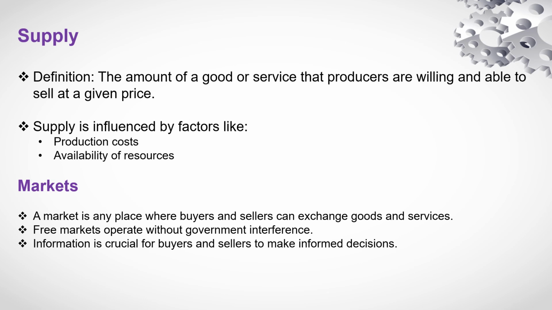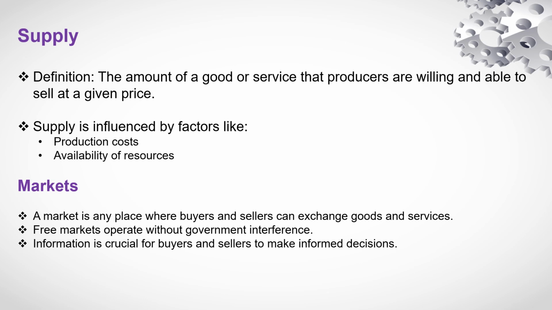Supply is the amount of goods and services that the producers are willing and able to sell at a given price. Does it mean the producers and the retailers are supposed to make profits? Demand is what the end consumers or end customers are willing to pay, so that it's a balance between demand and supply. Supply is influenced by factors like production cost, as in what the costs of production are, and availability of resources.